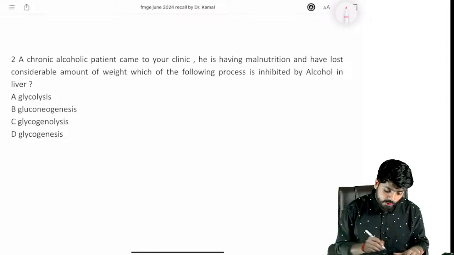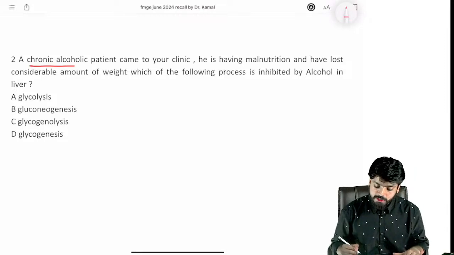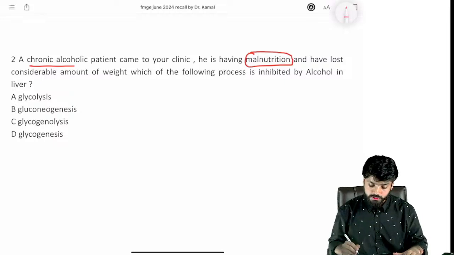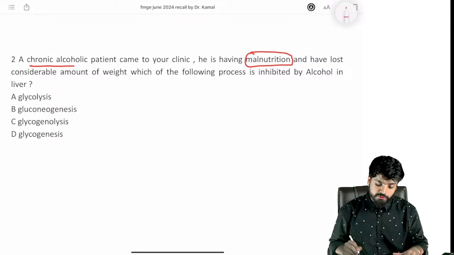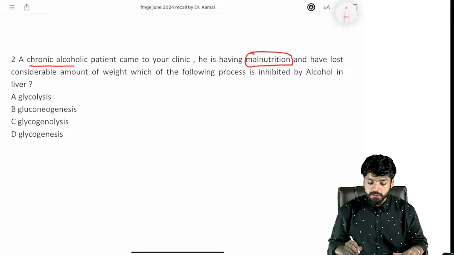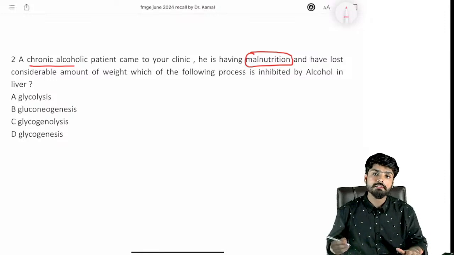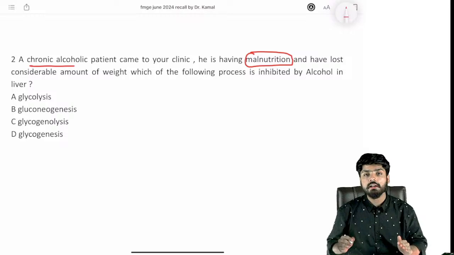A chronic alcoholic patient came to your clinic having malnutrition. Always remember, the chronic alcoholic patient will have malnutrition and have lost a considerable amount of weight. Which of the following processes will be inhibited by alcohol in the liver? Now, to understand how alcohol is inhibiting any kind of enzymatic reaction in the liver, we have to understand the simple basis of calorie regulation in our body.